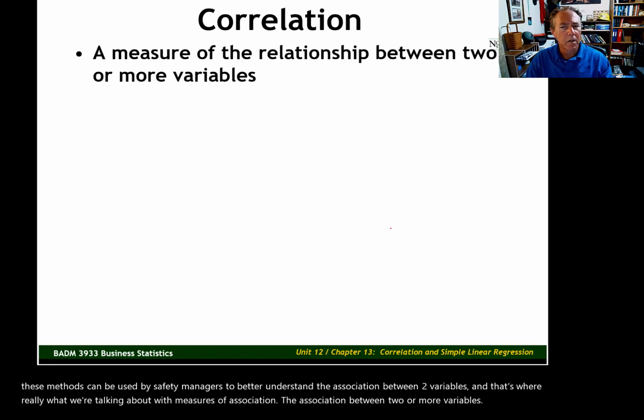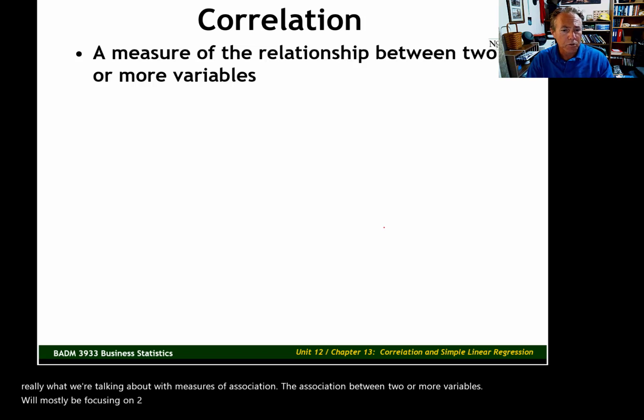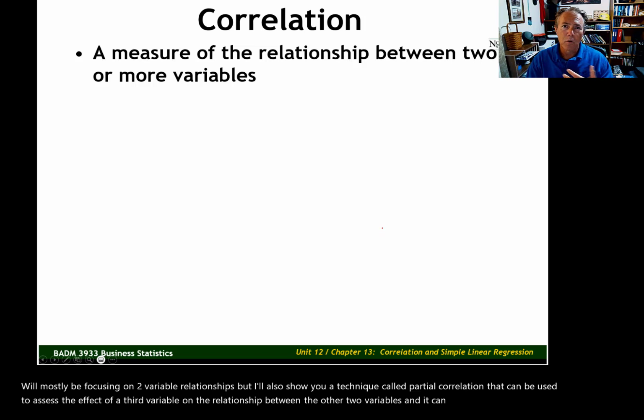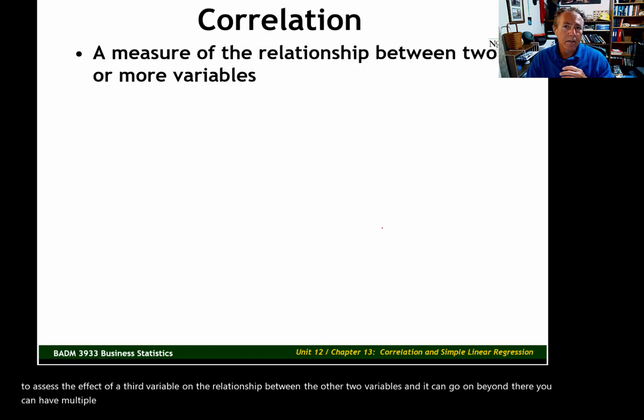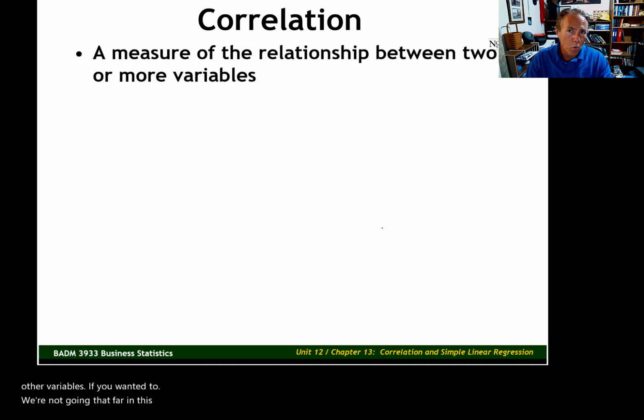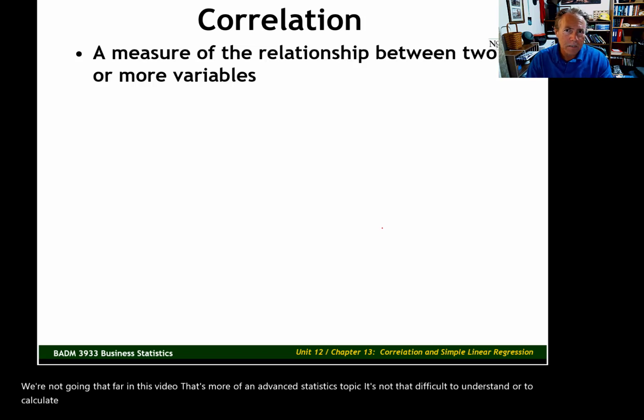We'll mostly be focusing on two variable relationships, but I'll also show you a technique called partial correlation that can be used to assess the effect of a third variable on the relationship between the other two variables. And it can go on beyond there. You can have multiple correlation. You can assess the relationship between two variables while controlling for the effect of 3, 4, 5 other variables if you wanted to, but we're not going that far in this video. That's more of an advanced statistics topic. It's not that difficult to understand or to calculate, but because of limited time, we're not going to go there.